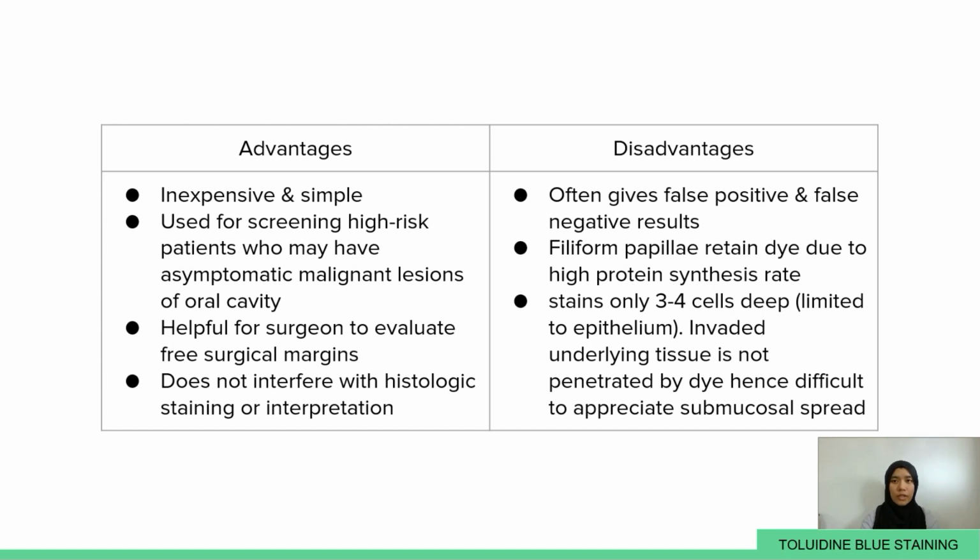Filiform papillae retain dye due to high protein synthesis rate, and it stains only 3 to 4 cells deep, which means that it is limited to epithelium. Invaded underlying tissue is not penetrated by dye, hence it is difficult to appreciate the submucosal spread.